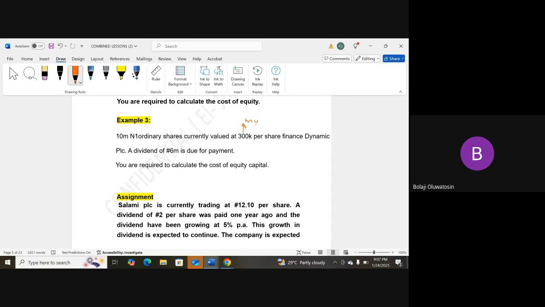It's cum div. Okay, why is it a cum div? Because the dividend is still an outstanding payment. Because we are told that a dividend of 6 million is due for payment.